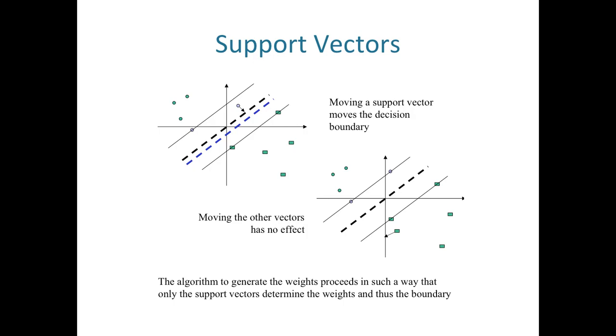Whereas in the plot on the right-hand side, we observe the opposite situation, in which we move a data point, but it's not one of the support vectors. So in this case, it doesn't matter. The decision boundary or the hyperplane that SVM computes is exactly the same. It's still the dashed black line, because the support vectors have not been changed.